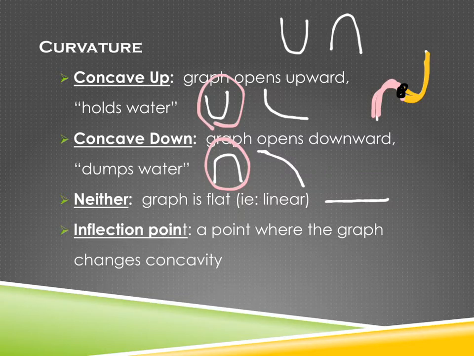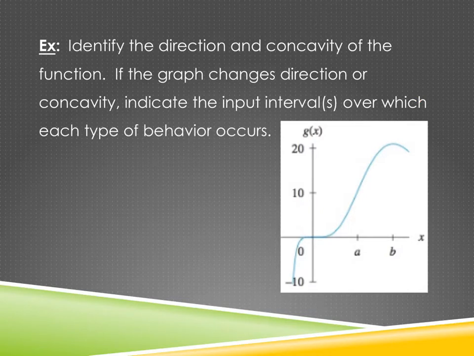All right. So we're going to take a graph and we're going to do some identification of these features. So it says to identify the direction and concavity of the function. So direction has to do with whether the graph is increasing or decreasing, or neither. And concavity has to do with whether it's concave up or concave down, or neither. So we're going to identify 4 potential pieces of information. Where is it increasing? Where is it decreasing? Where is it concave up? Where is it concave down? Okay? So we always identify it based on the x values where it's happening.